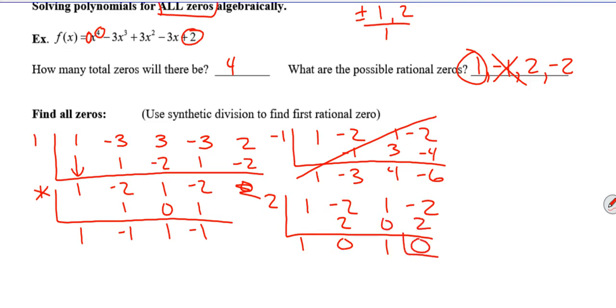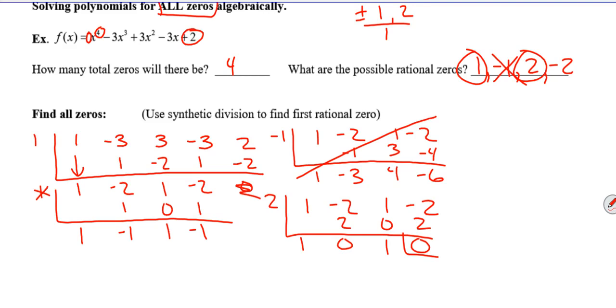There we go. There's my remainder of 0. So 2 is another 0. Okay? So there are 4 total zeros. I have found 2 of them.